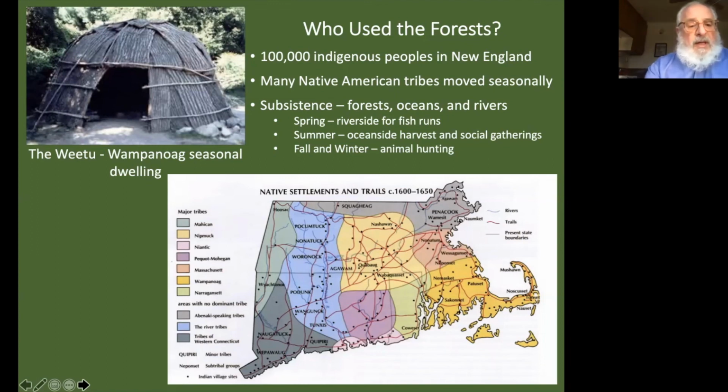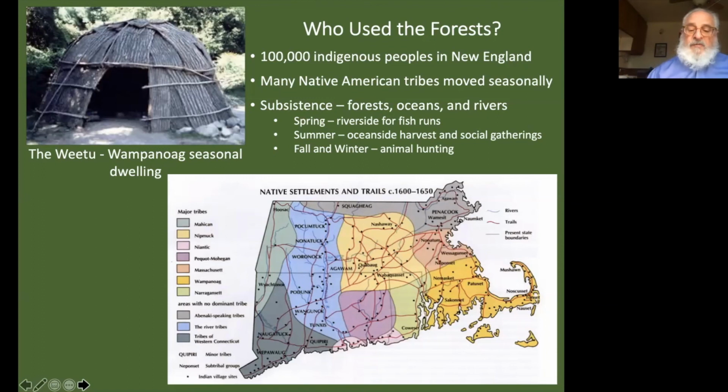And what the Wampanoags did, at least, is they had seasonal dwellings that they occupied and then vacated, but they didn't take them down. And they were made of wood, so there's a use of forests in addition to the animal hunting. And they just left them, and then the next year they would come back to these wetus and live there during whatever season they happened to be in, and then they would move on again in this sort of cyclical pattern.